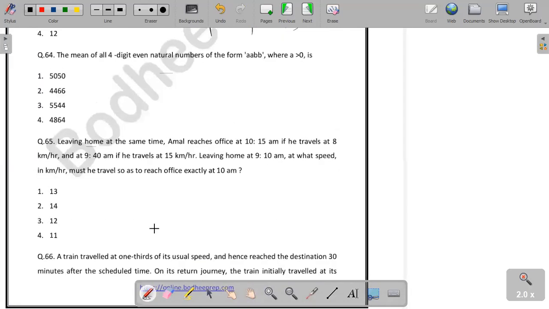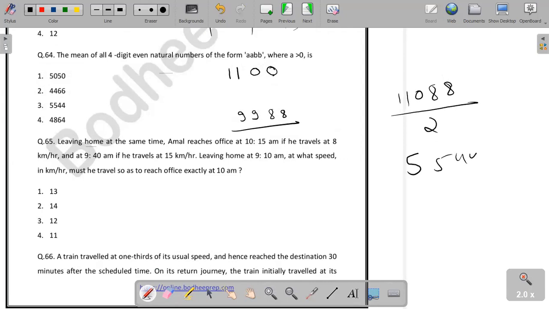Now this is the question the CAT has asked, so we will have to solve this. The mean of all 4-digit even natural numbers, even natural numbers, right? So what will be the smallest number? 1 0 0 0. And the greatest number 9 9 9 8.